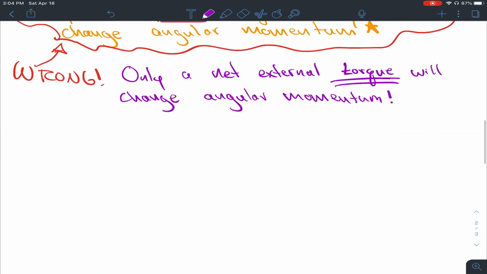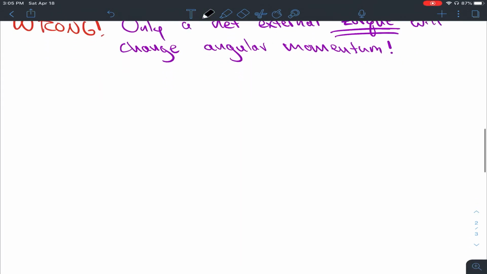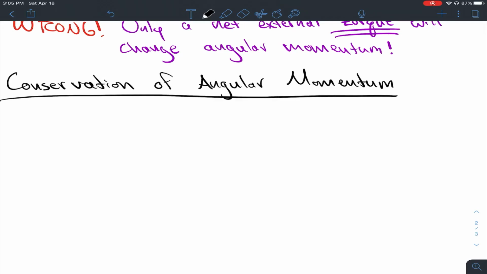Now we need to talk about the conservation of angular momentum. And this is a big idea. And there's some cool stuff that we can watch to see how it works. So, conservation of angular momentum. We can think of it as our angular momentum before something happens has to be equal to our angular momentum after something happens, unless we are acting on our system with a net external torque.